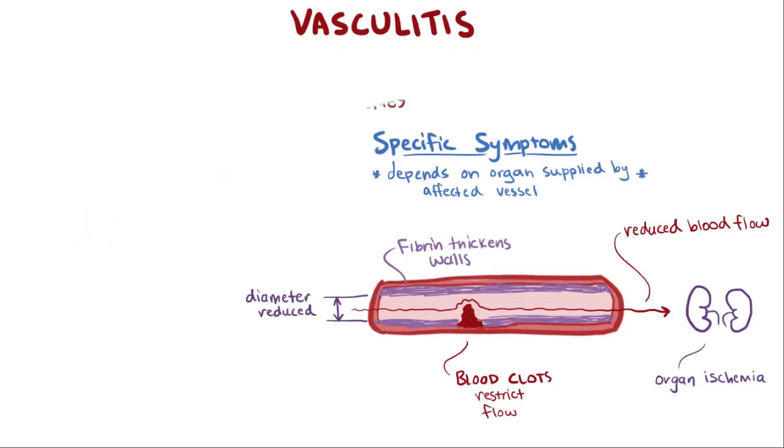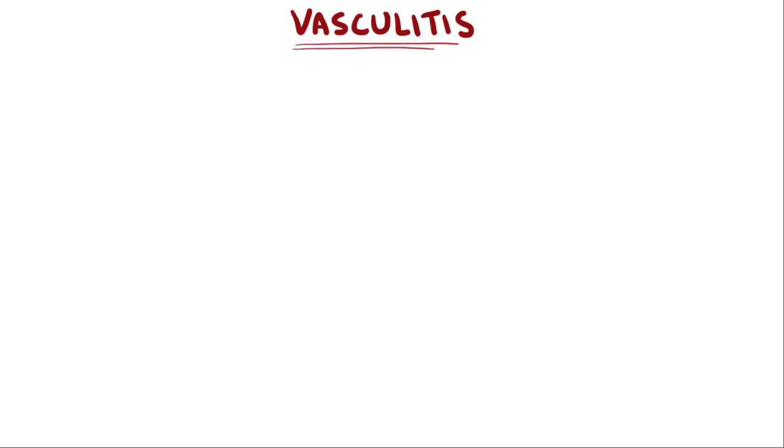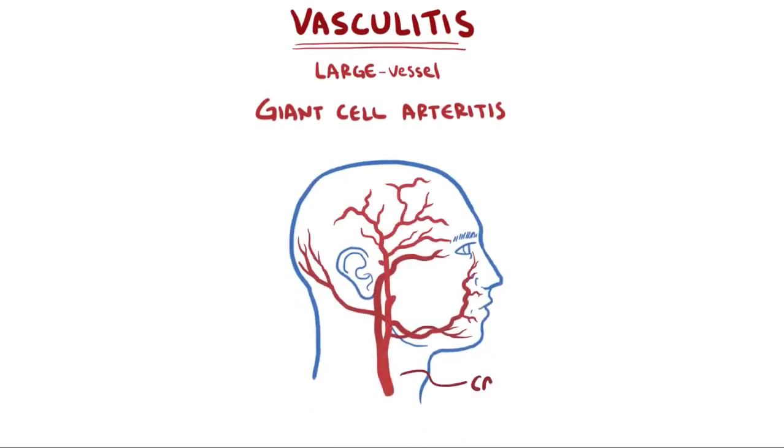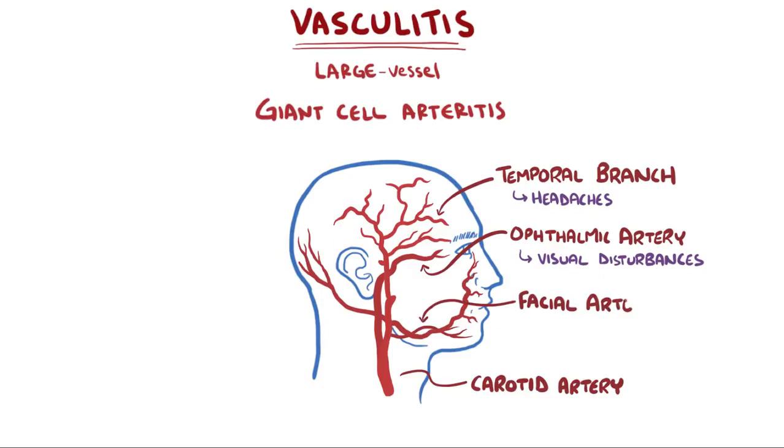Alright, now that we have the general idea of vasculitis covered, let's take a look at some of the more specific conditions, starting with large vessel vasculitides. Giant cell arteritis is a vasculitis that affects branches of the carotid arteries. Vasculitis in the temporal branch of the carotid artery is the most common location and causes headaches. Vasculitis in the ophthalmic artery can cause visual disturbances, and vasculitis in any of the arteries that supply the jaw muscles can cause pain when someone chews food, called claudication.